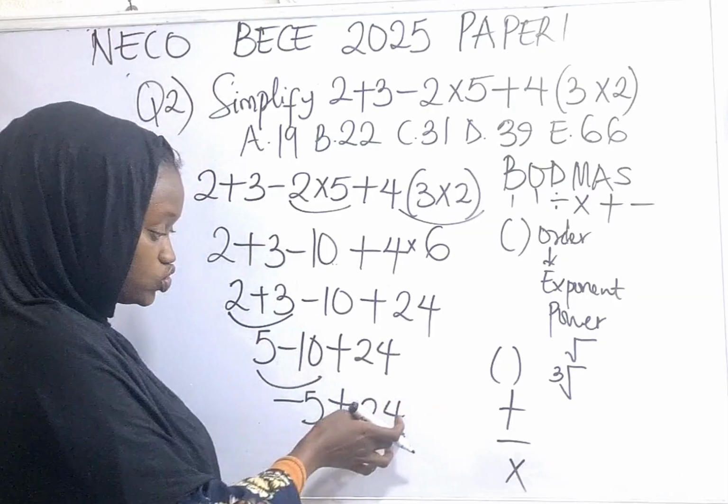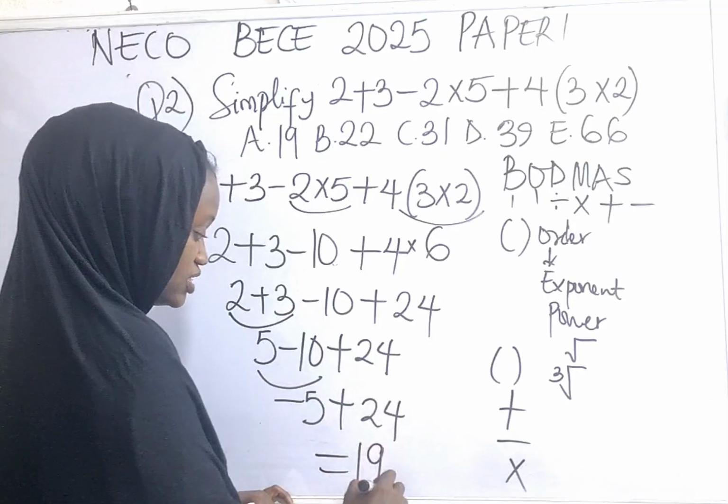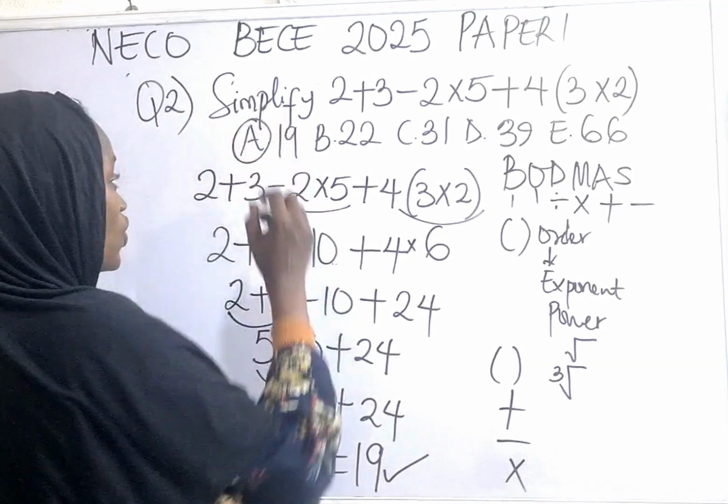This is the same thing as saying 24 minus 5, right? And what is 24 minus 5? This gives us 19. So the correct answer is 19. And looking at the options, option A is the correct one.